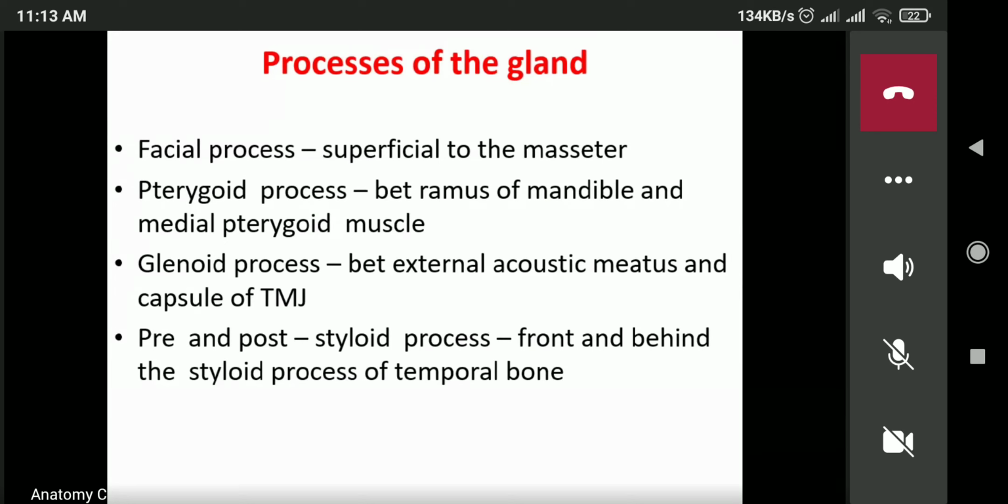Facial process, pterygoid process towards the medial pterygoid muscle, glenoid process between the external acoustic meatus and capsule of TMJ. Pre and post styloid process means front and behind the styloid process of the temporal bone. So they are the extensions of the glandular tissue known as the processes of the gland.